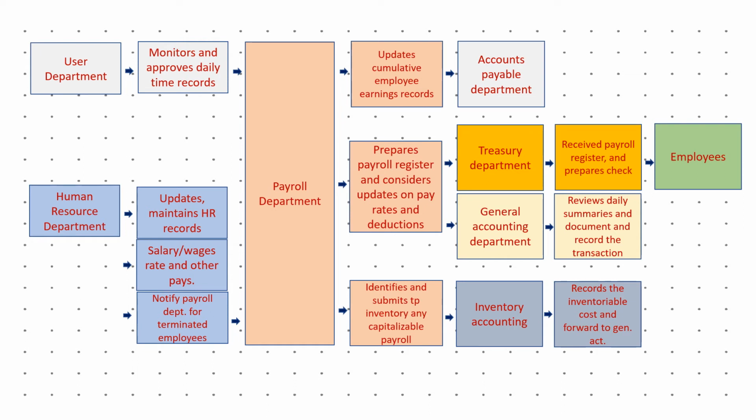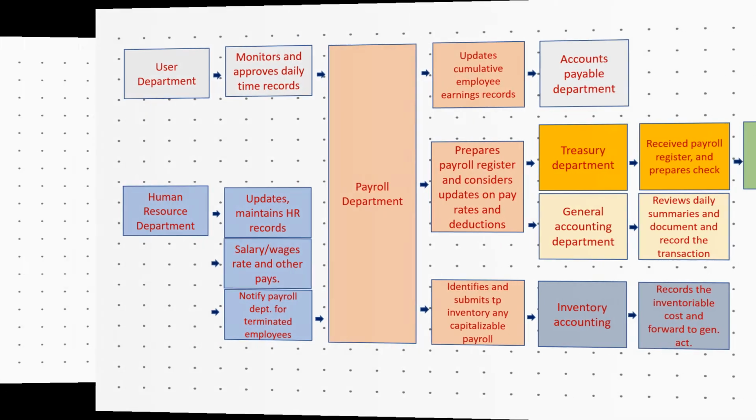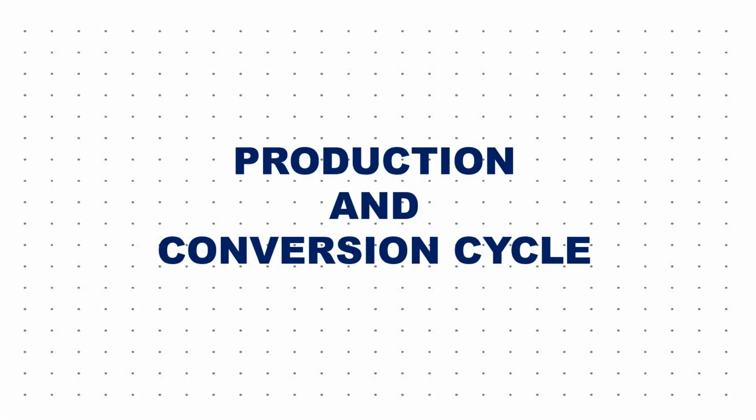So as you can observe, each department has its own responsibilities. So yun lang yung ginagawa nila to avoid management fraud or employee fraud. So yun yung sa human resource and payroll cycle. So sa production and conversion cycle naman tayo.